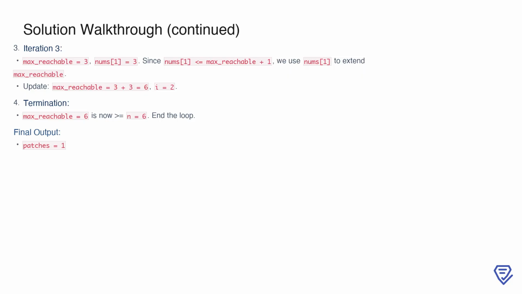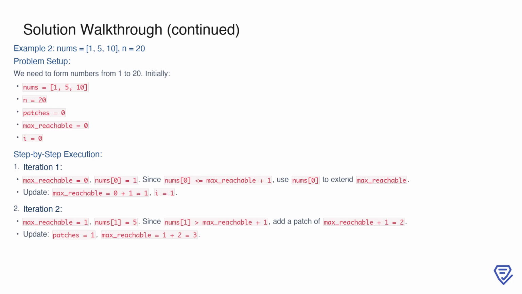At this point, max_reachable has reached 6, which is equal to n. Therefore, we terminate the loop. The final result for this example is that we needed one patch to ensure all numbers from 1 to 6 could be formed. Now, let's look at another example where nums is [1, 5, 10], and n is 20.